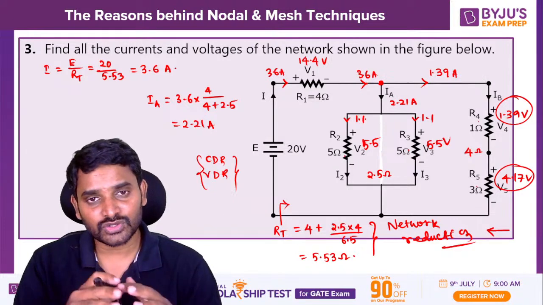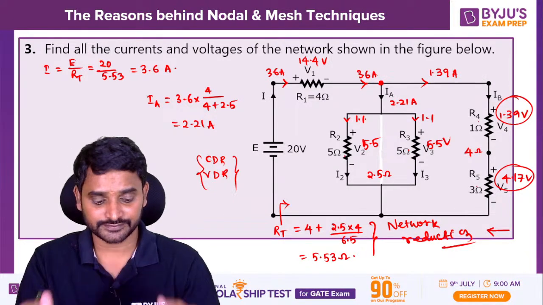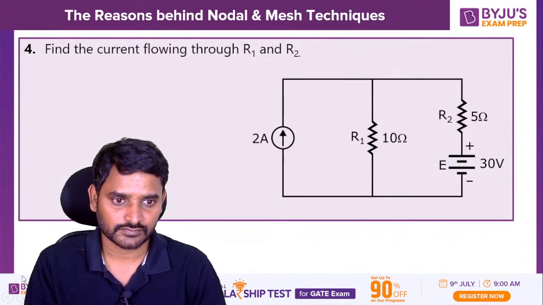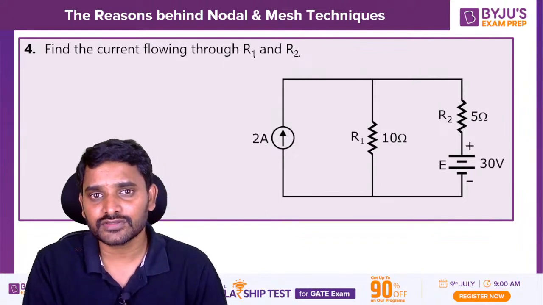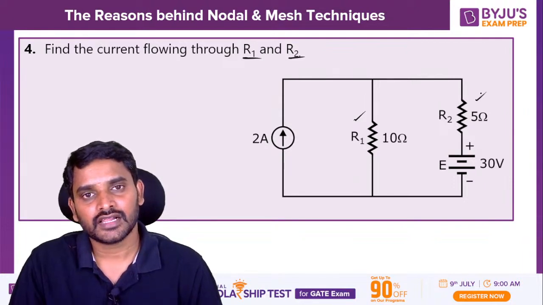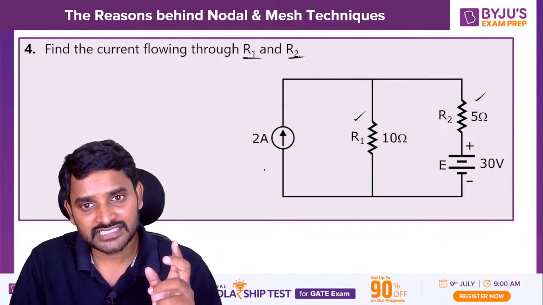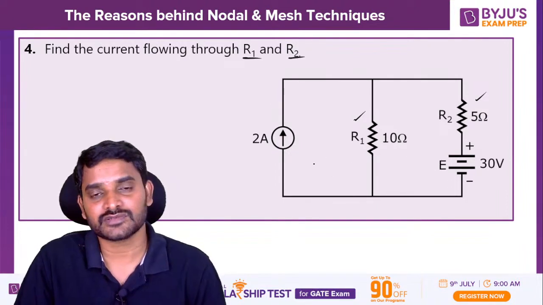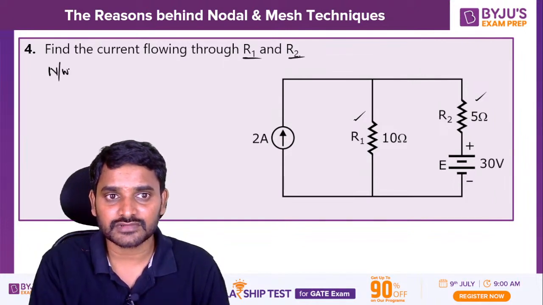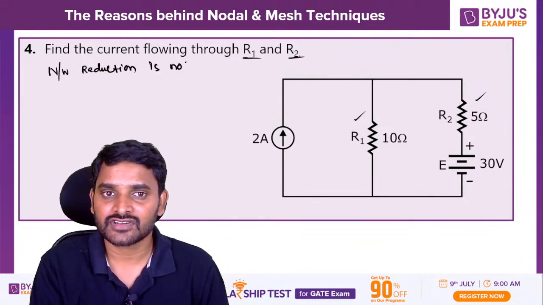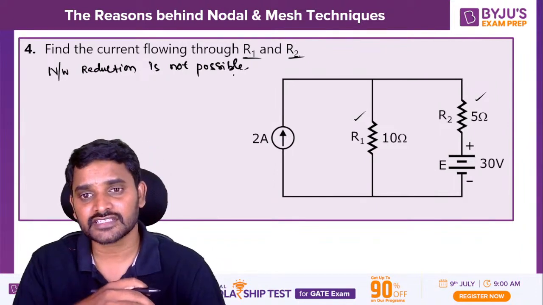Okay, now let me show you one more question so that you'll understand. Now find the current flowing through R1 and R2. R1 is here, R2 is here. In the previous network, I had one source, but in this network, I have two sources. If you try to reduce this network, it is not possible. So network reduction is not possible. Yes or no?